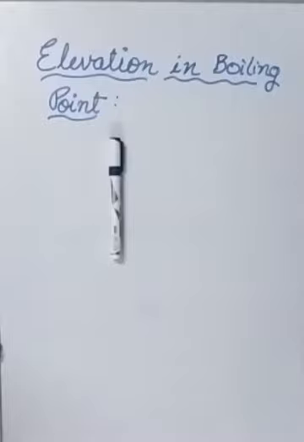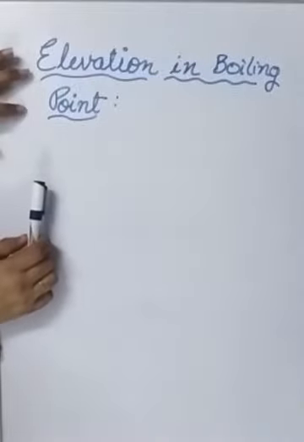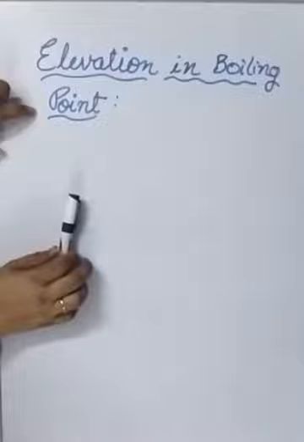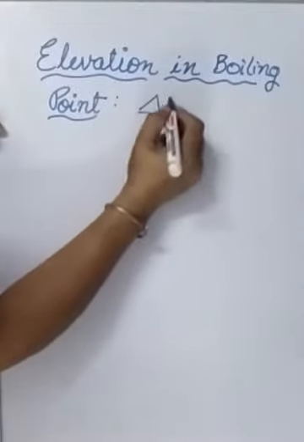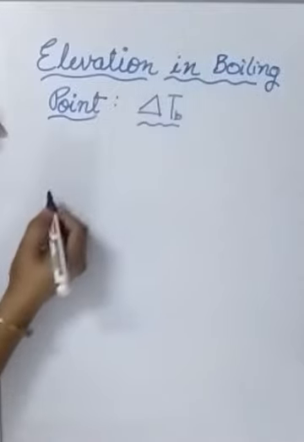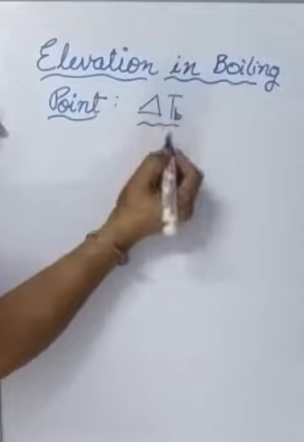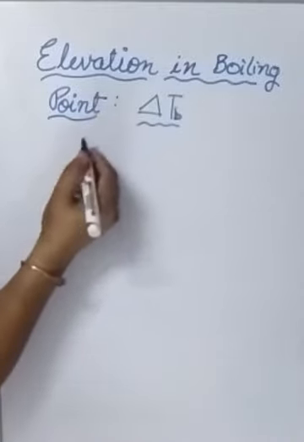Now we are going to study about elevation in boiling point. This is another colligative property, the second colligative property, which depends on the number of particles. This is represented by del Tb. Notation for this is del Tb. Now we'll see elevation in boiling point.